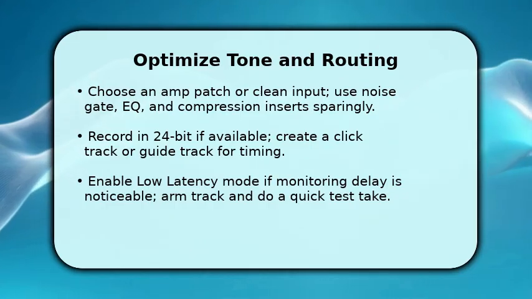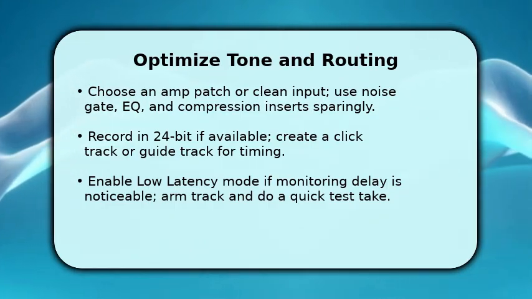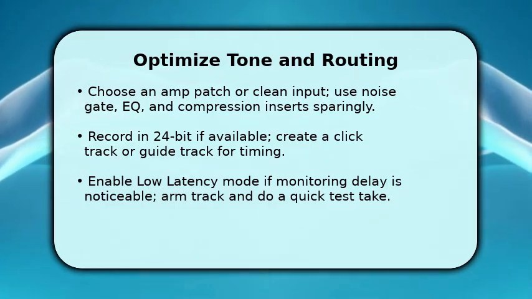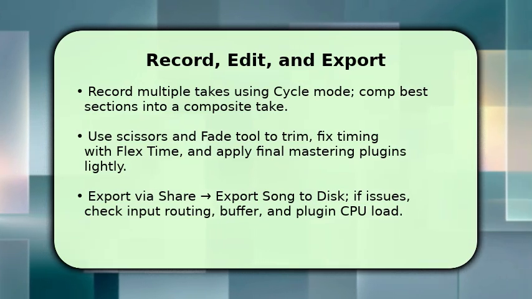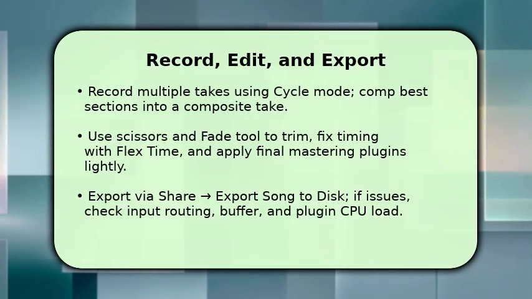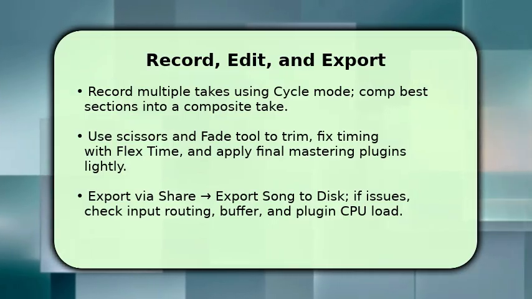Finally, arm the track, run a short test take, and adjust levels and plugin settings. When you record, use cycle mode to capture several takes, and then make a composite by comping the best phrases. This gives you a clean final performance.